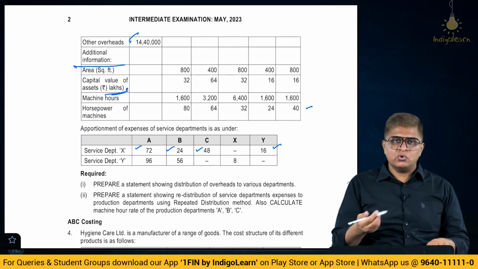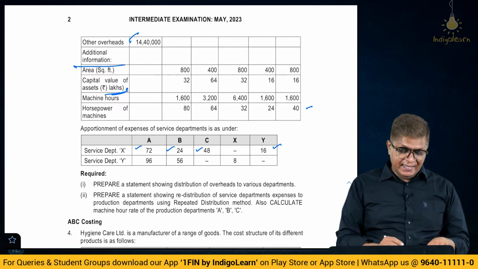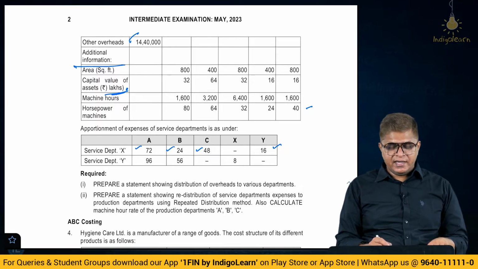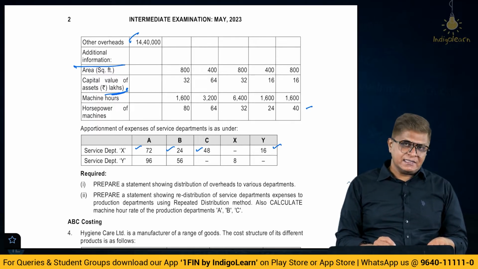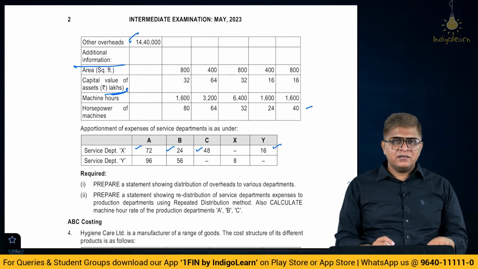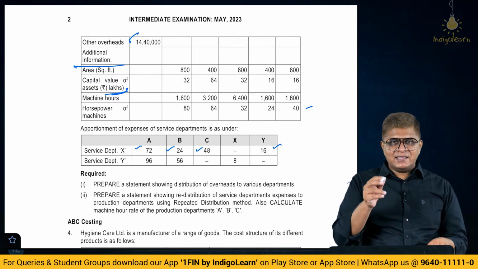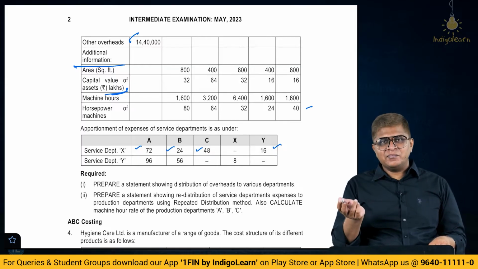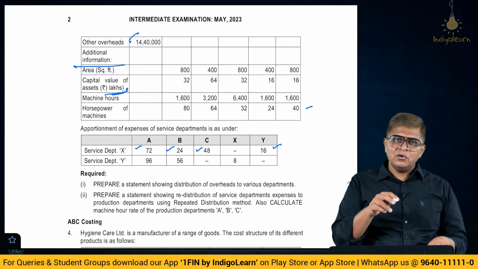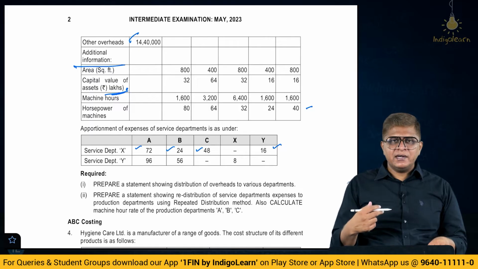So this is the ratio in which it has to go. Likewise, service department Y has to go to A, 96 is to B, 56 is to X, 8. Nothing has to go to C. So here we are looking at some reciprocal redistribution. So X gets apportioned to Y and something from Y again gets apportioned to X. So we will have to go on doing it step by step.